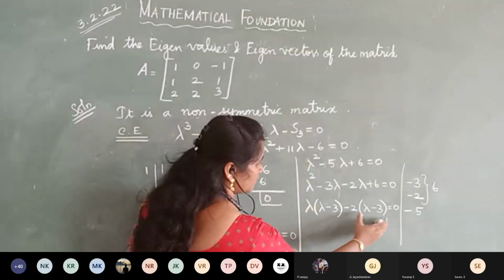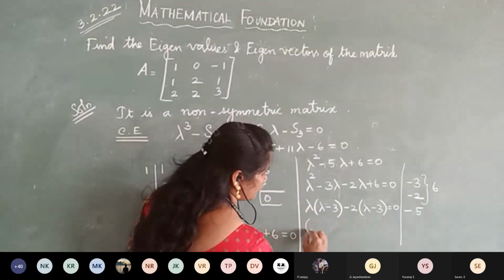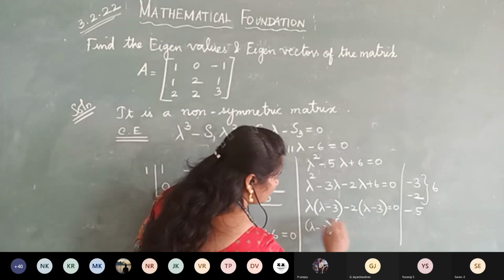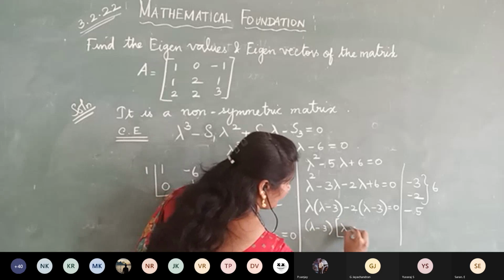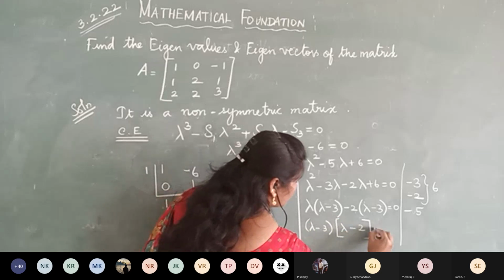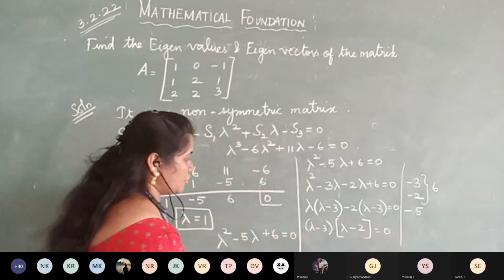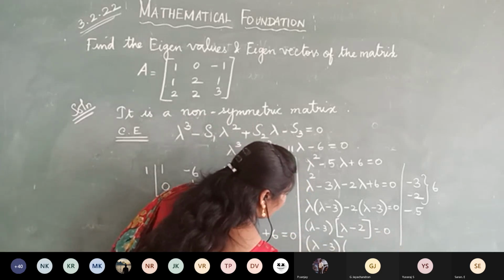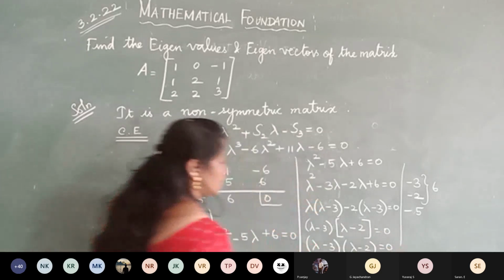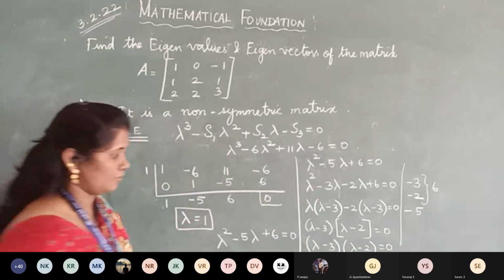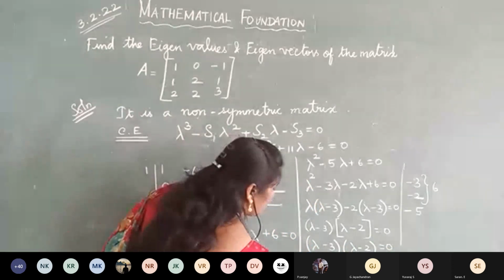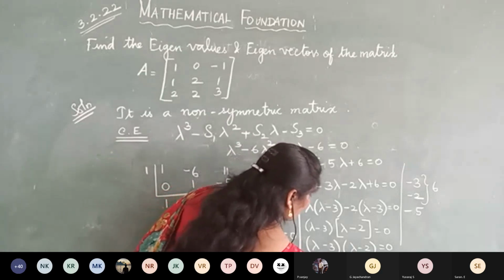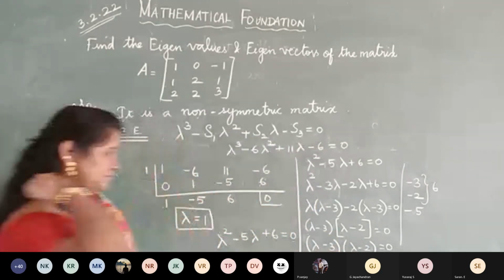Now in both the terms, lambda minus 3 is common. So I take lambda minus 3 outside, and you are left with lambda minus 2 equal to 0. So we have got (lambda minus 3) into (lambda minus 2) equal to 0. So the other two roots are lambda is equal to 3, which is one root, and lambda is equal to 2, which is another root.